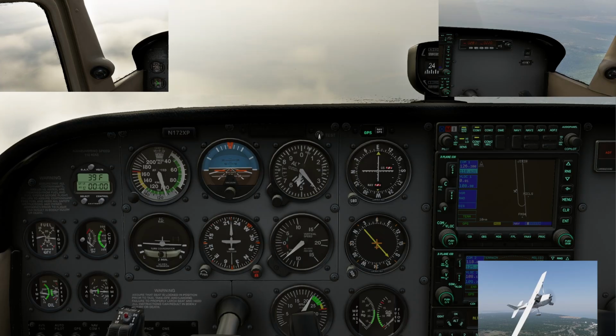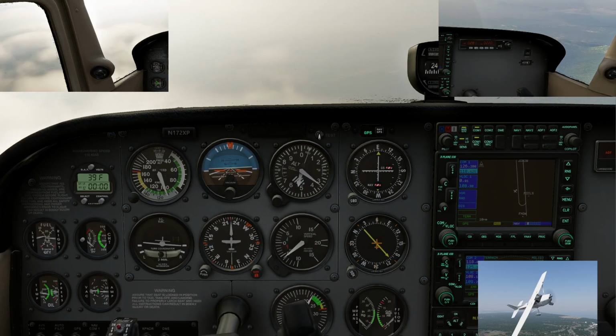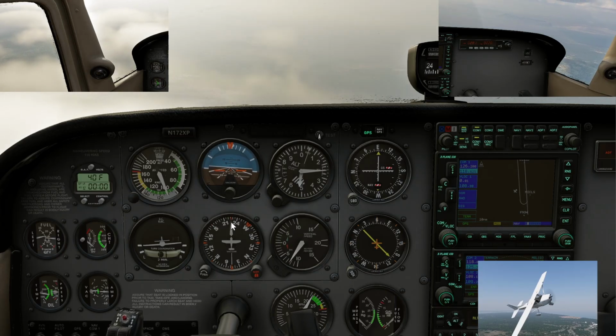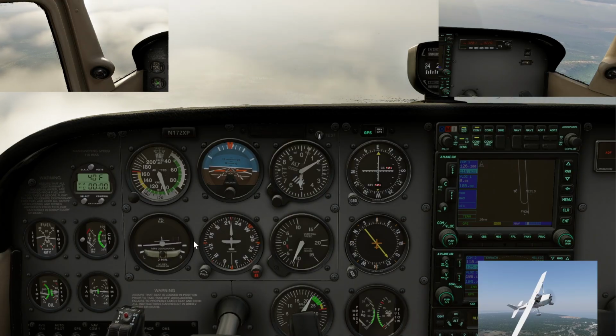Okay, 5,000 to go. 222. Oops, back to 222, we're in the clouds now. Turn, time, twist, throttle, torque. Maybe a little bit of left rudder. Check our compass.